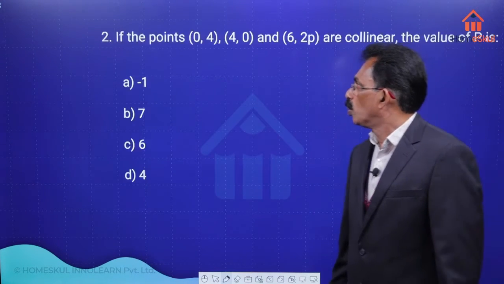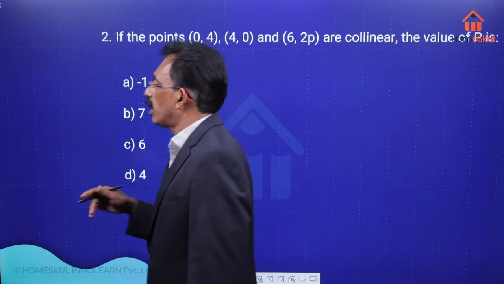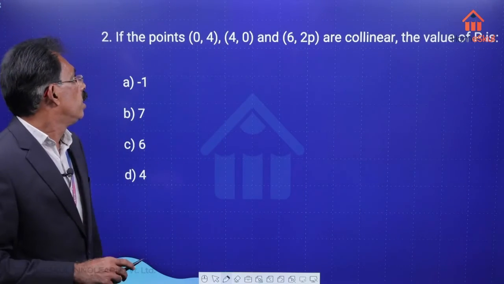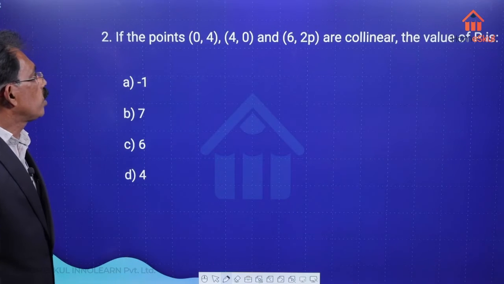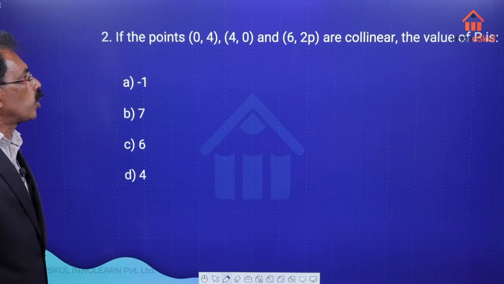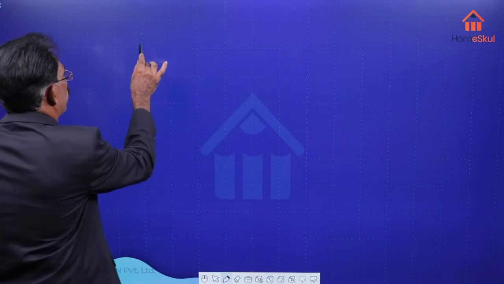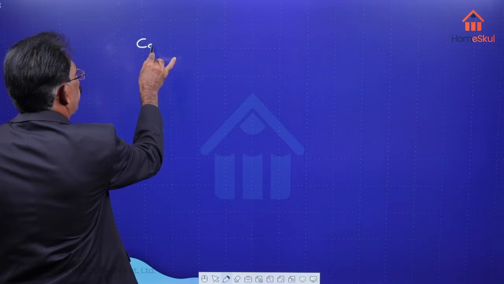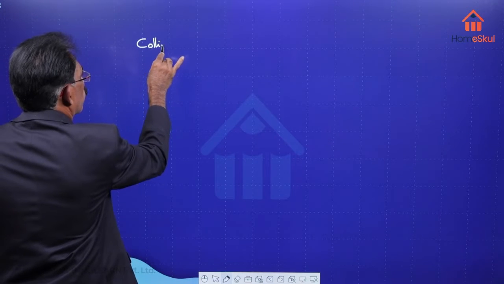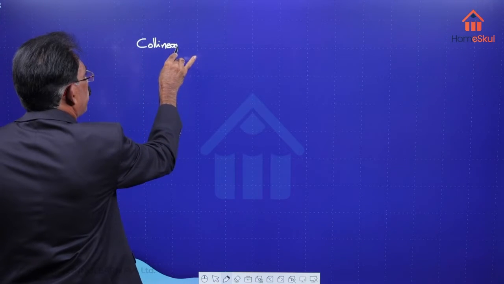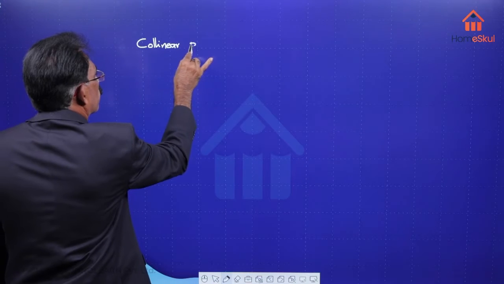Question number 2. If the points (0, 4), (4, 0) and (6, 2p) are collinear, the value of p is. What is the collinear condition? Collinear. I will explain collinearity. Collinear points.